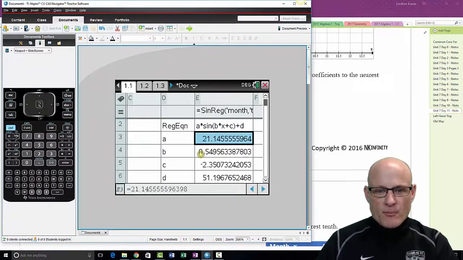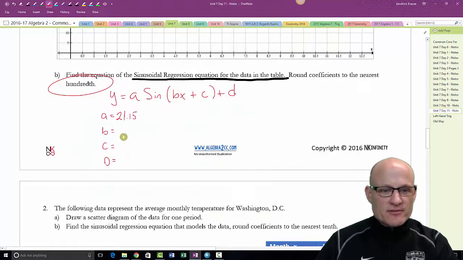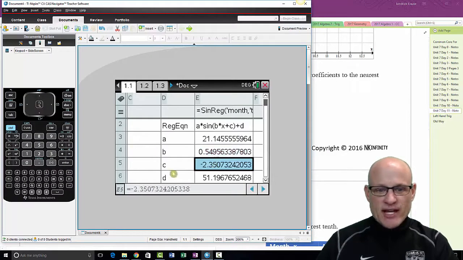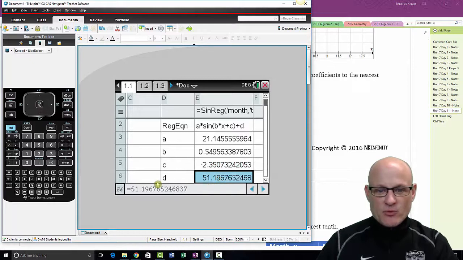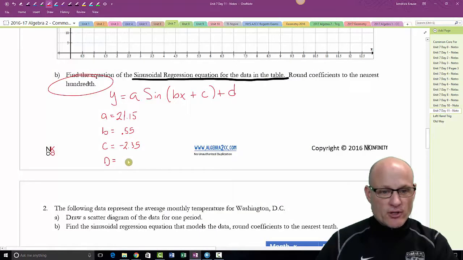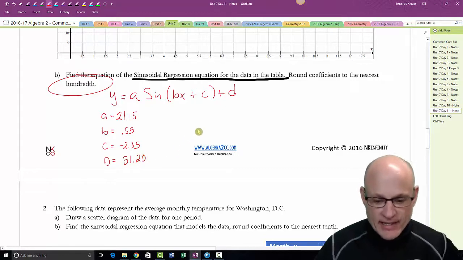B is 0.55. C is negative 2.35. And D is 51.20. That's our midline in that case.